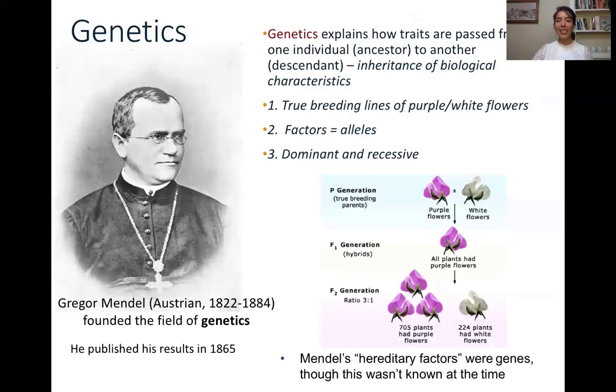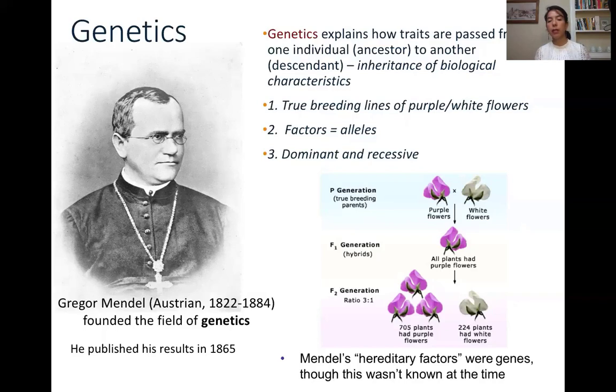Now, what is genetics? Genetics explains how traits are passed from one individual, like the ancestor or a parent, to another individual, the descendant, let's say the offspring. And this is what makes up the inheritance of biological characteristics. So Mendel did some experiments.